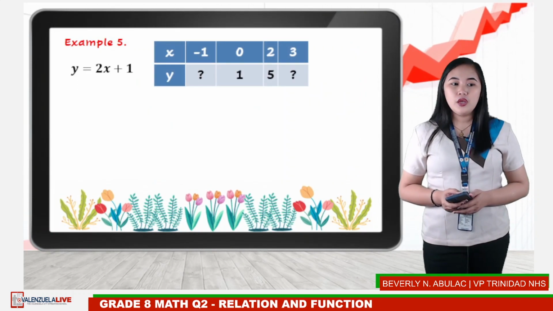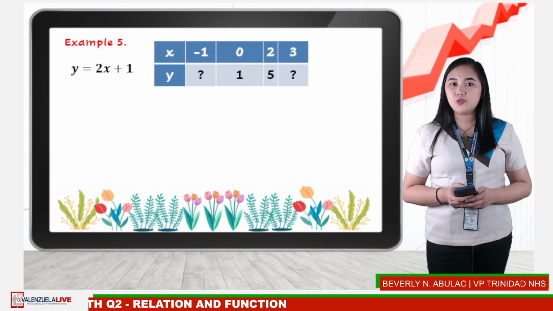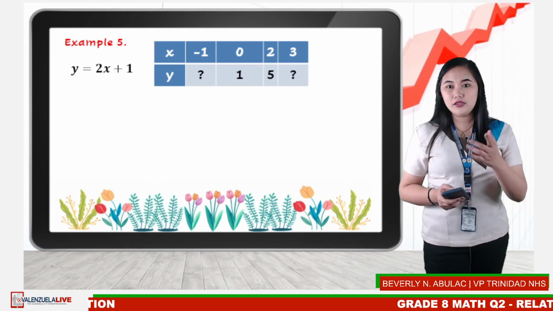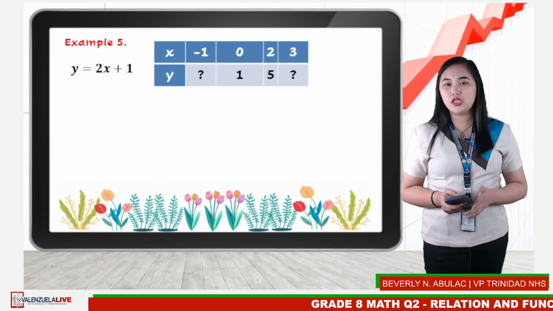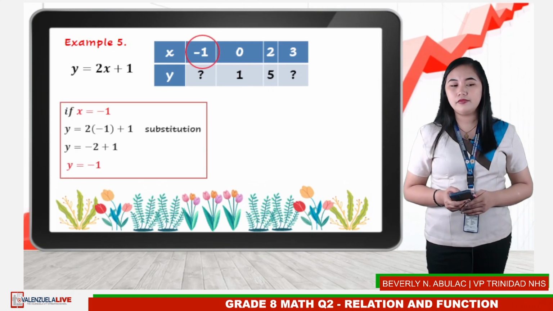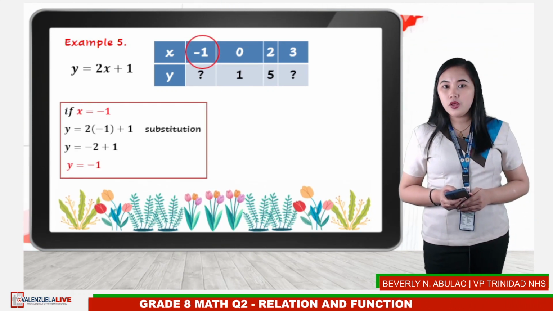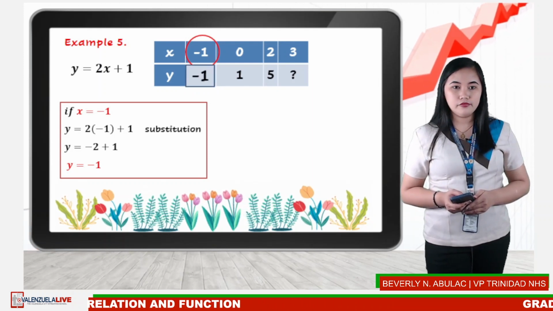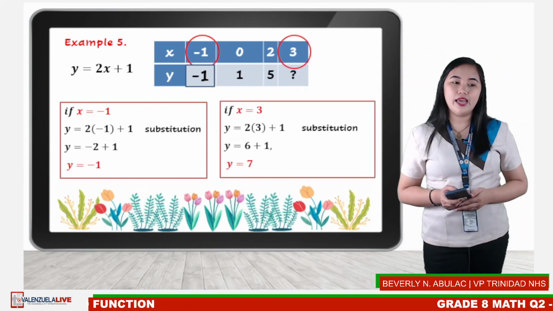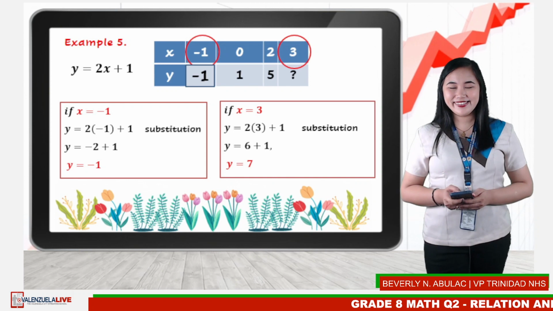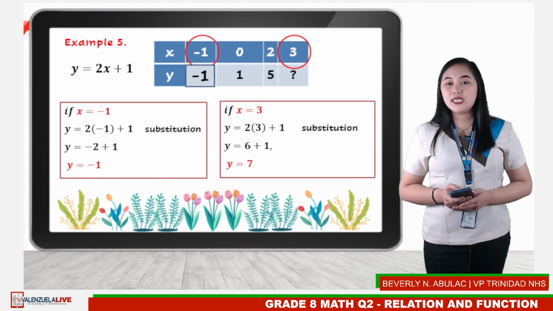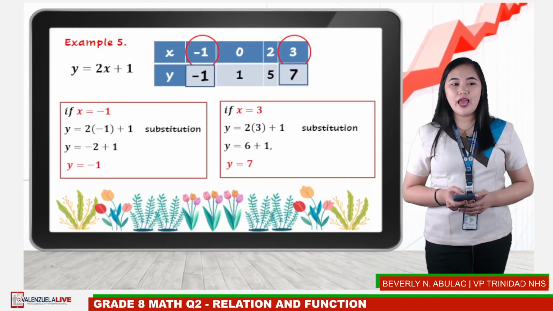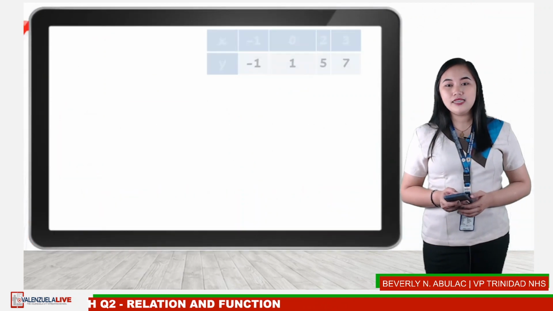Example number 5. We have y equals 2x plus 1. So given a table of values presented horizontally, to find the missing values of y, we have to substitute the given value of x in the equation. So if x is equals negative 1, substitute the given value of x in the given equation. Then we have y is equals to negative 1. If x is equals to 3, substitute the given value of x in the given equation. Then we have y is equals to 7.